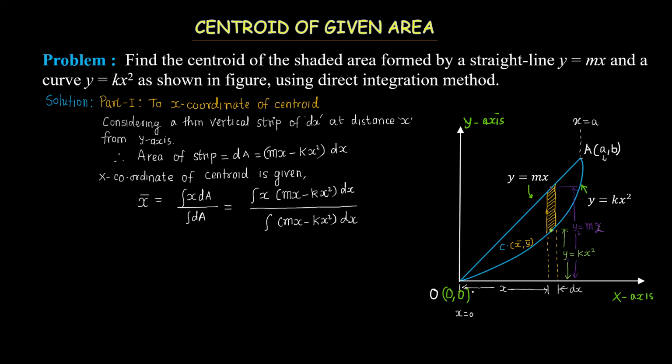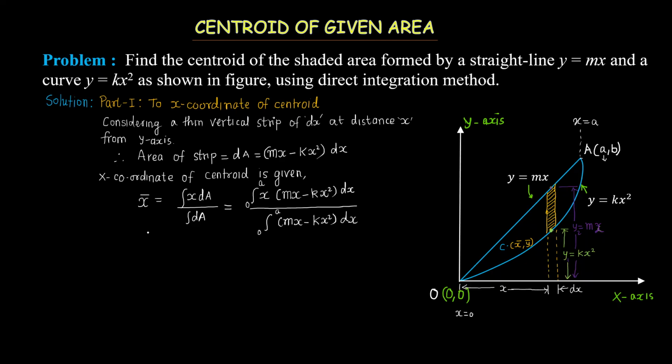So we are going to start from x equal to 0. This vertical strip is going to start from this particular end, that is x equal to 0, and it is going to proceed all the way up to this particular point, that is the tip of this area, point A, and here we have x equal to a. So x equal to 0 to x equal to a. So limits will be x equal to 0, x equal to a, here also 0 to a. So we need to integrate this in order to find the x coordinate.